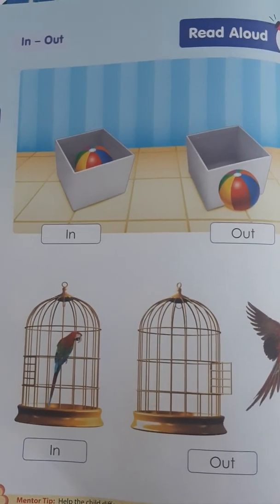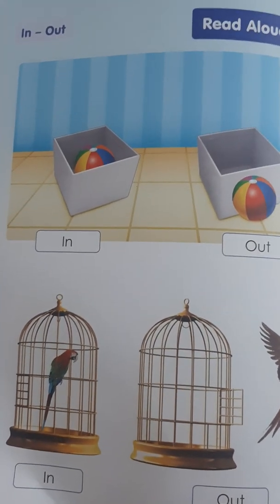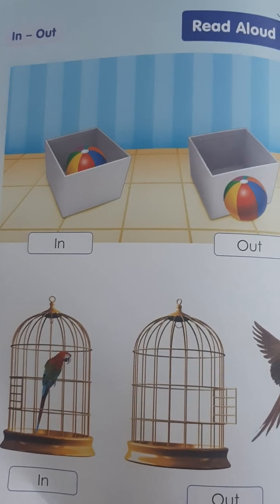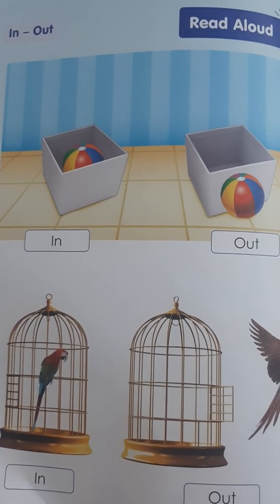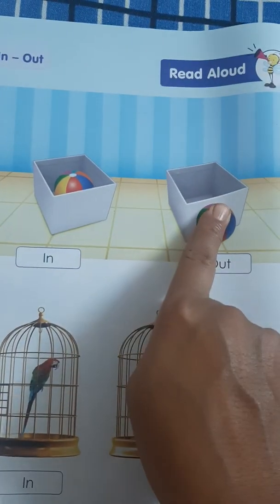Children, today we are going to learn about in, out, more and less. So let's see what is the object in and out. In means inside and out means outside. So this is the object of in and out.